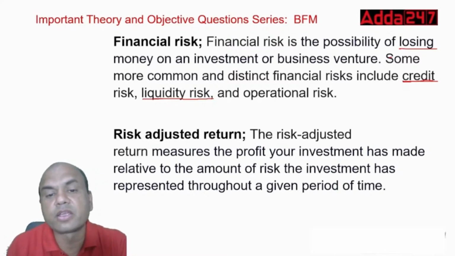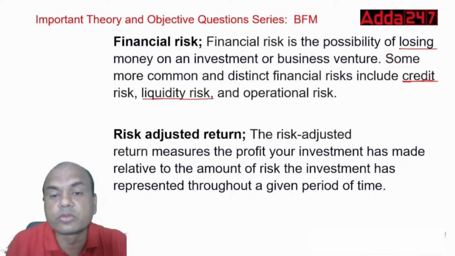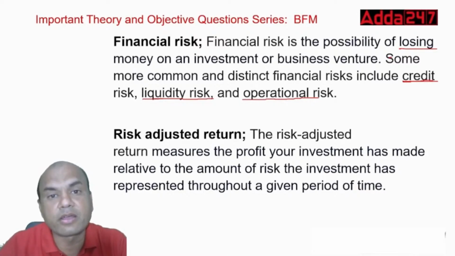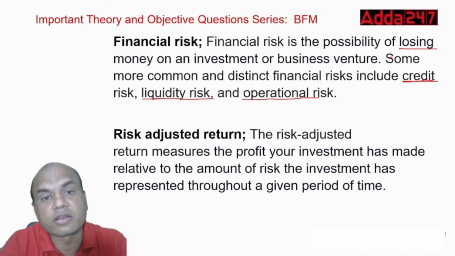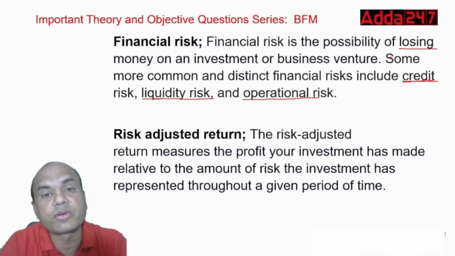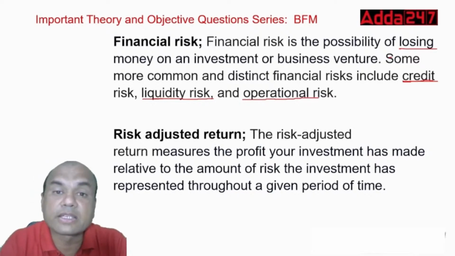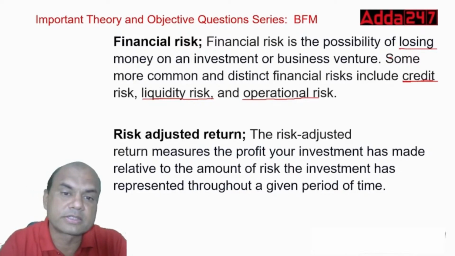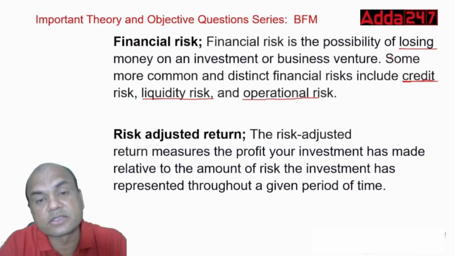Operational risk relates to my operations, meaning employee errors, system failure, or region or area failure. Area failure means there is a terrorist attack or there is a flood. All these lead to operational risks. So financial risk also has these parts: credit, liquidity, and operational risk. Clear, simple.